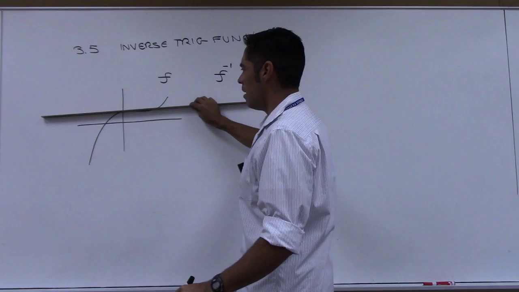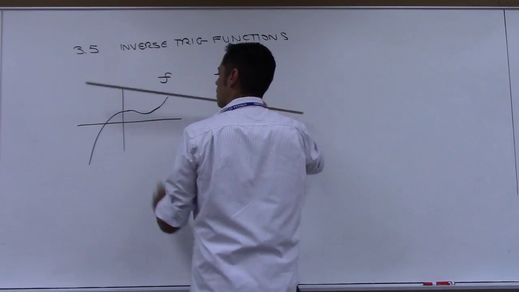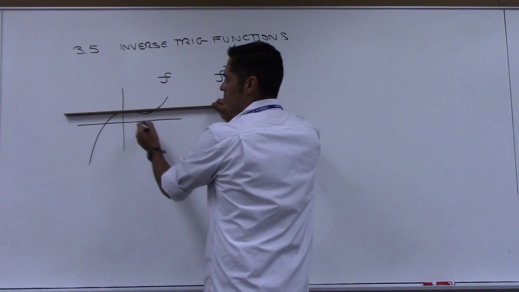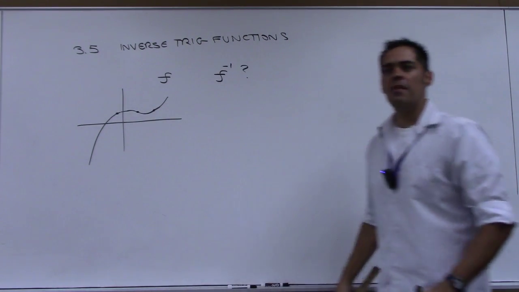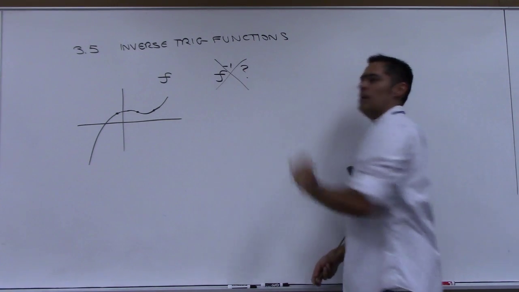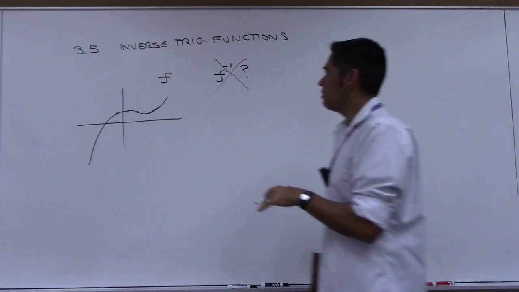I don't know. It looks like right about here, maybe. Maybe I'll exaggerate this a little bit more. There. If I draw this horizontal line, doesn't it hit more than one time? And because of that, it's not possible to have an inverse. Does this kind of ring a bell? Function, its inverse. How do functions and inverses behave?